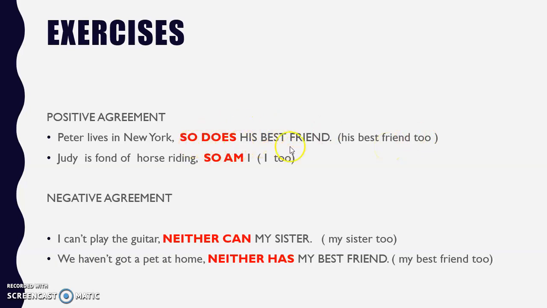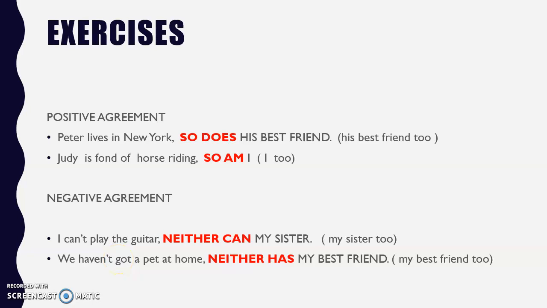It says, "so does his best friend." Then you have the following statement: "Judy is fond of horse riding." You want to say that you too, so you are going to use "so am I." Remember the formula: so, auxiliary and subject. And with negative form, you can say, for example, "I can play the guitar." You want to say that your sister can do it too. So you are going to say "neither can my sister." Again, neither, auxiliary, subject.